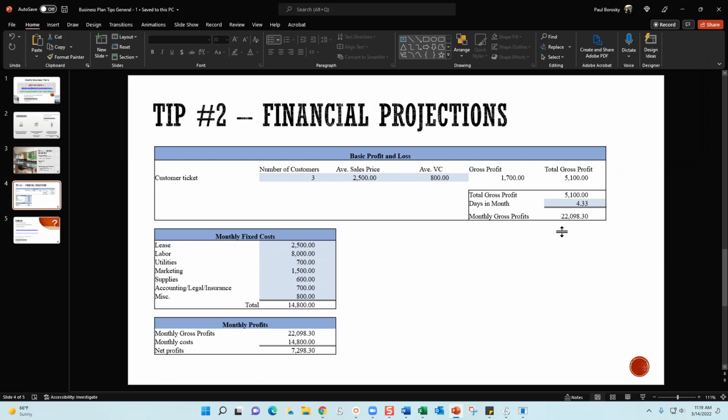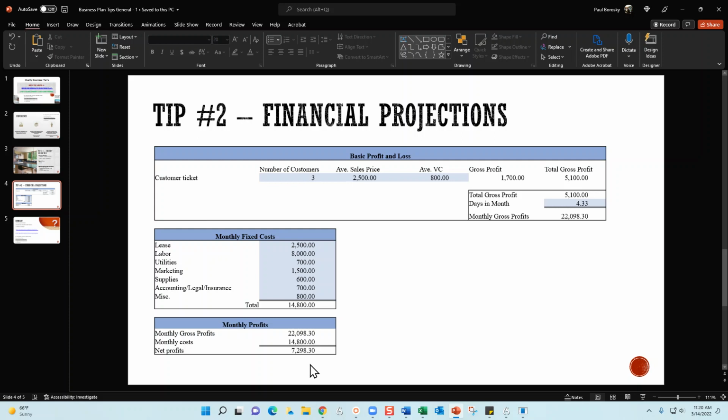The next step is to go ahead and construct your monthly fixed costs. So just make a list of the monthly fixed costs that you anticipate, and then add them all up. For this example, it's $14,800. Now, once you have your basic revenues calculated and you have your monthly fixed costs all taken care of, this next simple third step is going to be to take your monthly gross profits, again, $22,100, and deduct the $14,800, which are your monthly costs, and that gives us a net profit of $7,298.